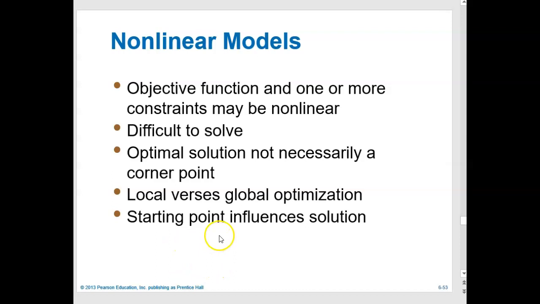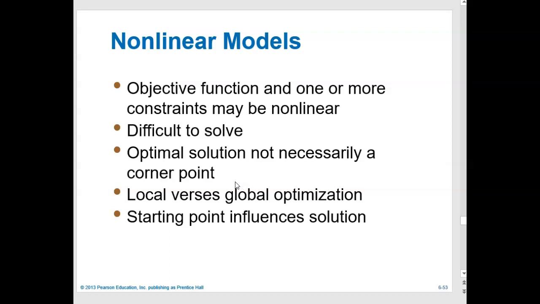The reason why we avoid nonlinear models is that they're extremely difficult to solve, and part of the difficulty comes from the fact that the optimal solution is not necessarily a corner point. If you recall from LP and from chapter 2, we established the fact that an LP's optimal solution is going to be in one of the corner points of the feasible region, which is not the case in a nonlinear model.